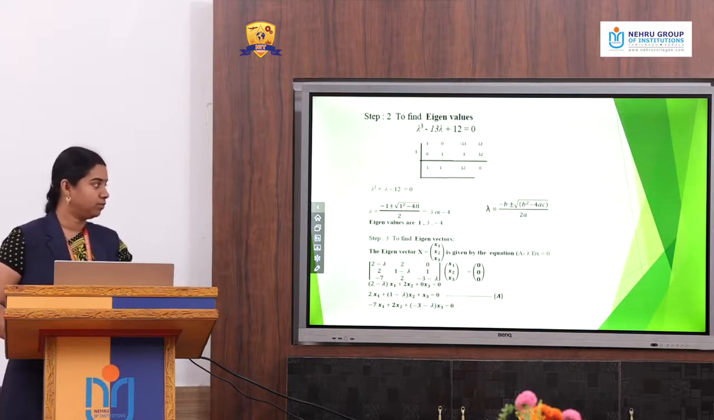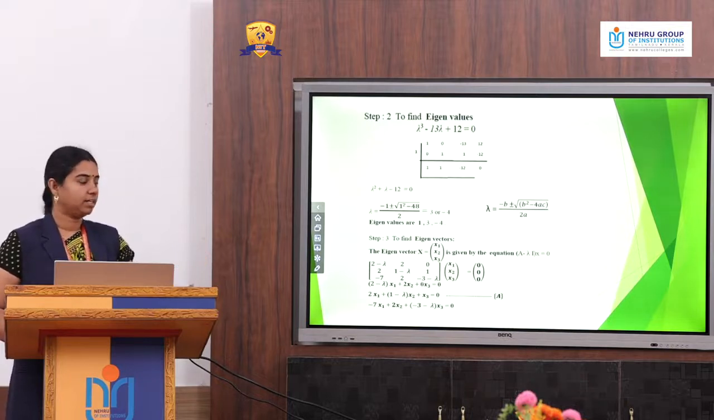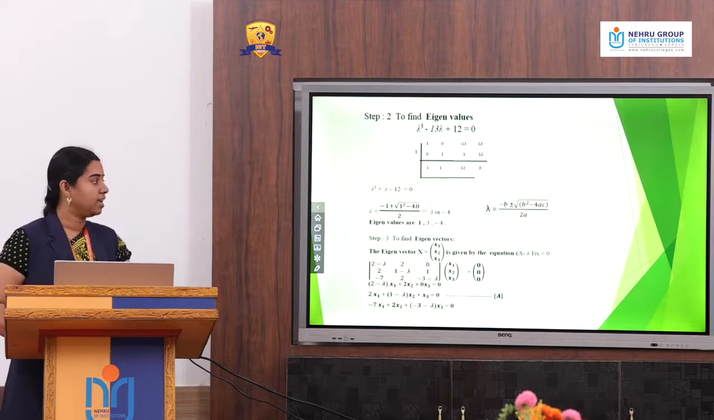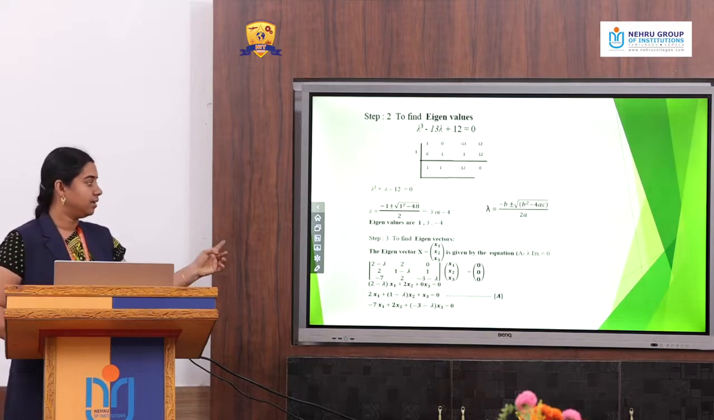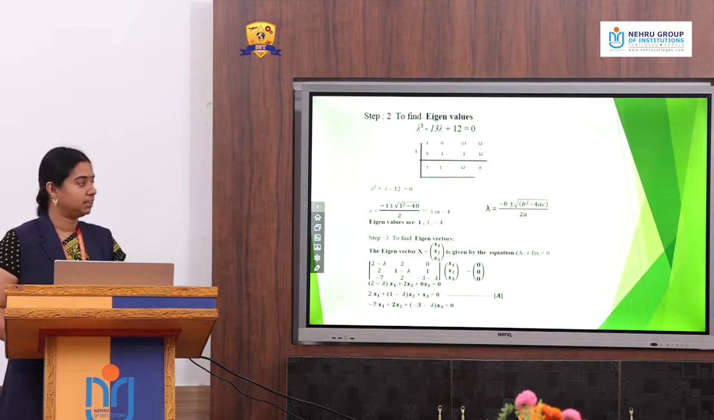Now we start to find the eigenvector with the help of the condition (A minus lambda I) x equal to 0. A is the given matrix, and first we apply A minus lambda I, where I is the identity matrix and lambda is a scalar. So directly we write the condition: the matrix with rows [2 minus lambda, 2, 0], [2, 1 minus lambda, 1], [minus 7, 2, minus 3 minus lambda]. With that we multiply the eigenvector variable, that is x1, x2, x3.